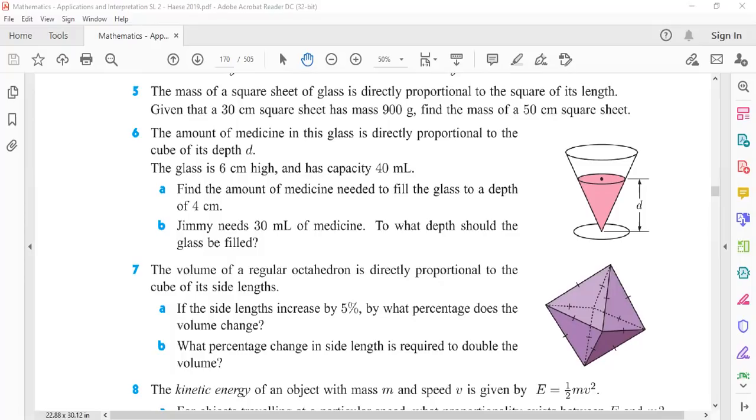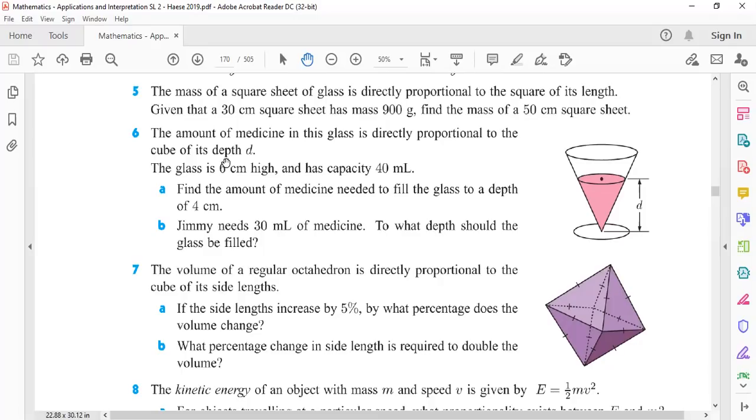So D is the centimeter value, right? No, no, D is the milliliter value, right? Yeah, D is like height. So is it A as in the amount, A equals to KD? V is equal to K D cube. It's like that because it's written a cube of its depth. The amount of medicine in the glass is directly proportional to the cube of its length. So amount of medicine in this glass, that means volume. So this volume V is directly proportional to the D cube.